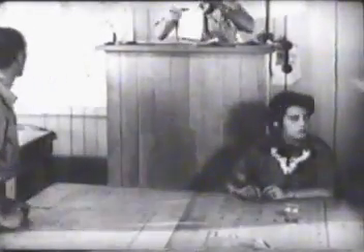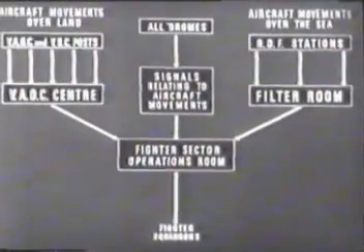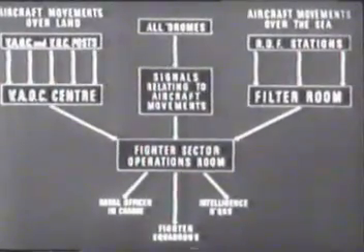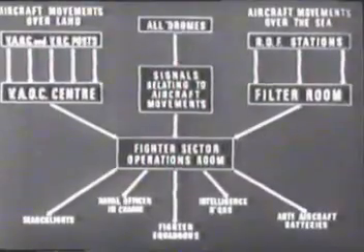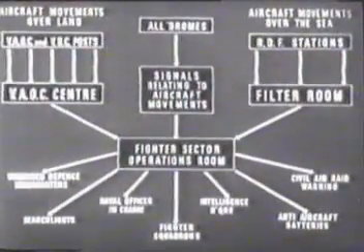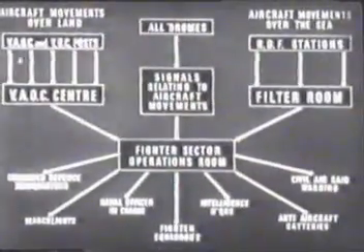Fighter sector operations room passes information to the fighter squadrons, to the naval officer in charge and to intelligence headquarters, to the searchlight and anti-aircraft batteries, to combined defence headquarters and the civil ARP authorities. You should now have an understanding of the arrangement of the defence systems.